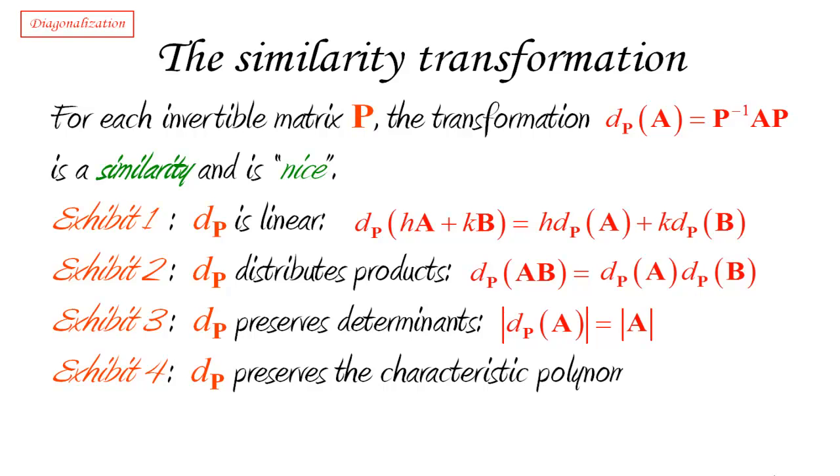Next, Exhibit 4. It preserves the characteristic polynomial. So what I want you to do is, again, just pause here, think about what the characteristic polynomial does, and then ask whether the characteristic polynomial of the transformed matrix is exactly the same polynomial as the characteristic polynomial of the original matrix. I'll leave that to you to even write down what that means, so the translation from the words to formula, and then prove it.